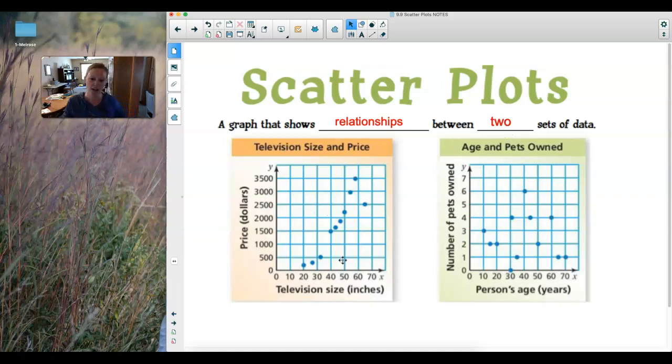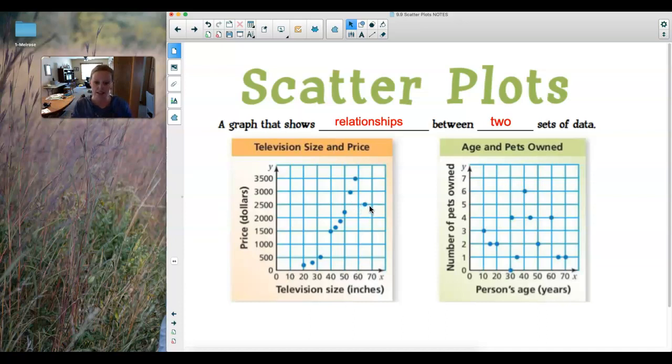The first scatter plot, you can see that a scatter plot is just scattered dots on a graph. Typically, when we see a graph, we connect the dots, but not in this case. So we are looking at this first one, television size and price. Based on this scatter plot, I could ask, what can you tell me about the size of a TV and the price of it? And I would typically say that as the size gets larger, the price also increases.